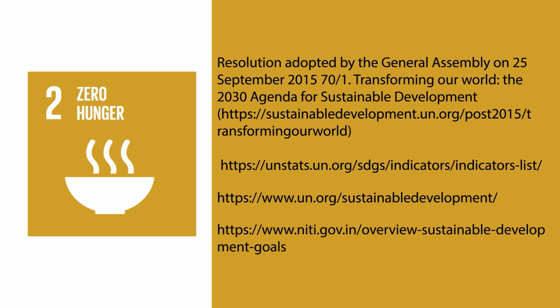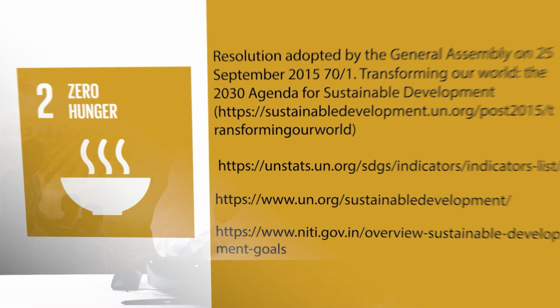So we need to increase global public expenditure on agriculture. In the same way, all nations have to work to achieve zero hunger by 2030 and strengthen their policies and programs. When we are able to achieve these goals to some extent, some of the related goals will be achieved automatically. With this, thank you very much.